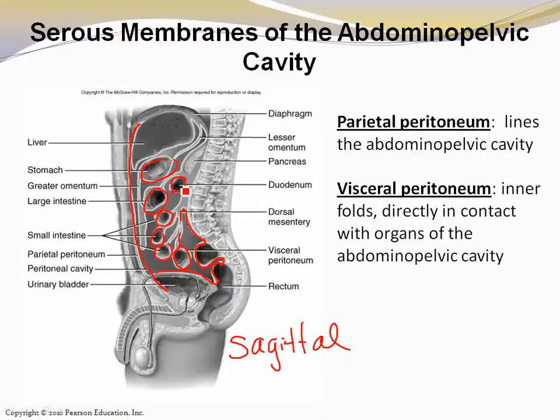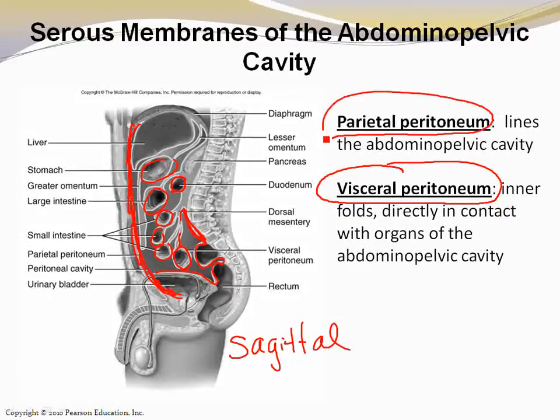Okay, now in here, at any location where the serous membrane is directly in contact with an organ of the abdominopelvic cavity, it's referred to as the visceral peritoneum. And then any location where it's lining the cavity itself, further out here, that's referred to as parietal peritoneum. And it doesn't matter whether that membrane is in contact with the liver or the stomach or the large intestine or the small intestine. It's just referred to as visceral peritoneum if it's actually covering the organ itself. Then if it's lining the cavity, it's called the parietal peritoneum.